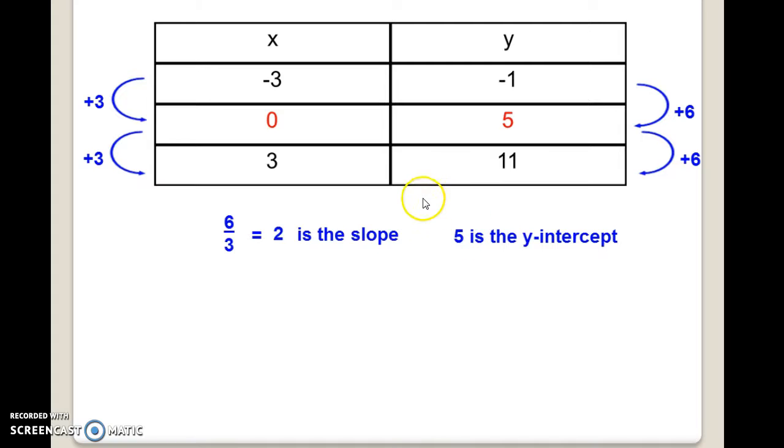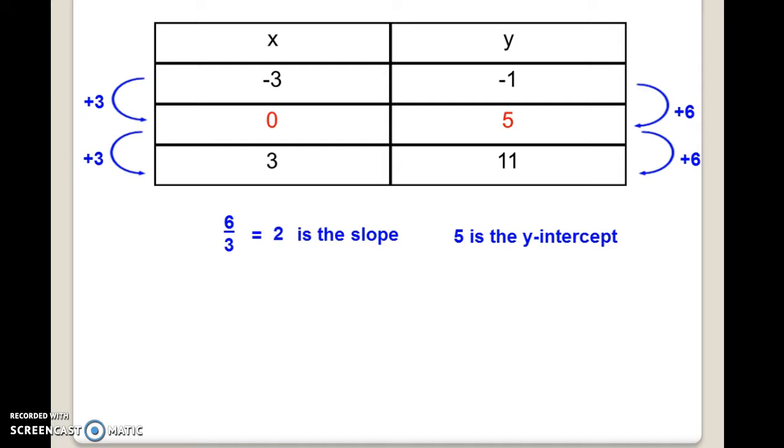For the y-intercept, we're going to look on the table wherever x equals 0. For this case right here, I see x is 0 and y is 5. Therefore, I will write my y-intercept below, as my cursor shows, as the y-intercept equals 5. If you unpause, you're ready to move on.